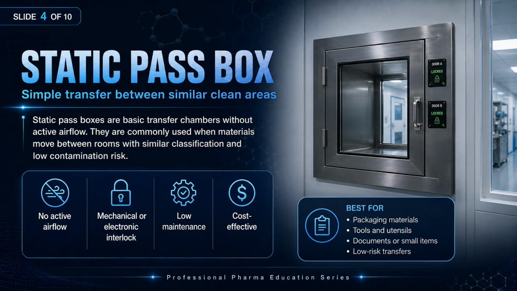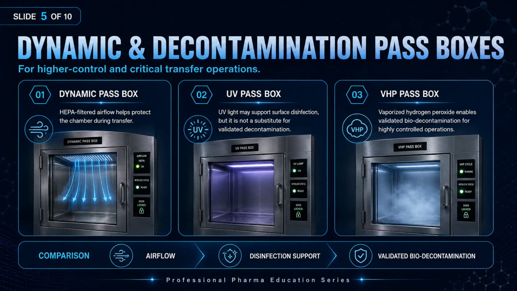Dynamic and decontamination pass boxes. Dynamic pass boxes use HEPA-filtered airflow to reduce particle contamination inside the transfer chamber. UV and VHP systems provide additional microbial control functions, although only validated VHP cycles can deliver reproducible biodecontamination.